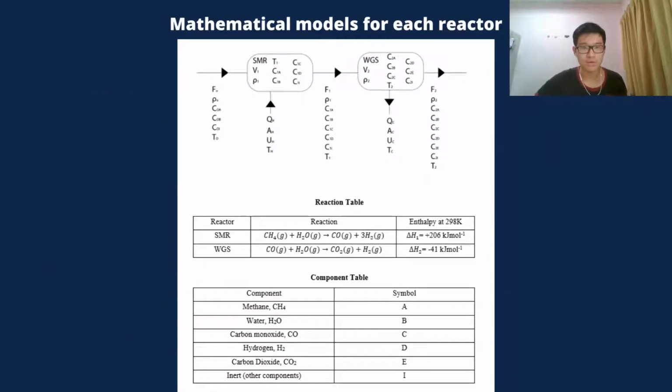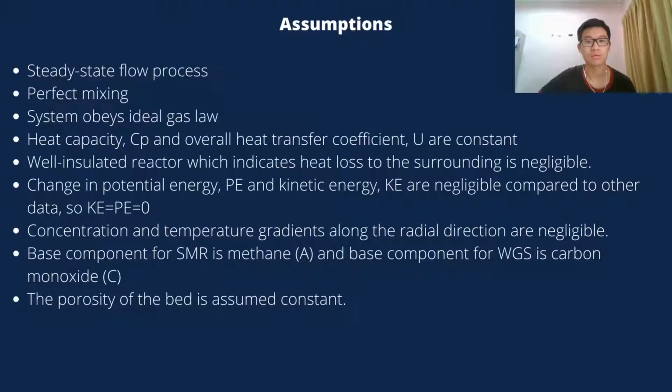This is our design process flow diagram. In the SMR reactor, 1 mole of methane will react with 1 mole of steam to form 1 mole of carbon monoxide and 3 moles of hydrogen gas, whereas in the water gas shift reactor, 1 mole of carbon monoxide will react with 1 mole of steam to form 1 mole of carbon dioxide and 1 mole of hydrogen gas. To ease our derivation, we use a symbol to represent each component as shown in this table.